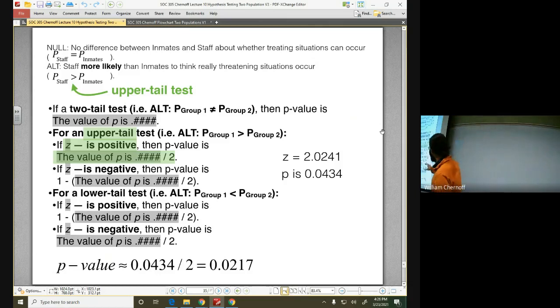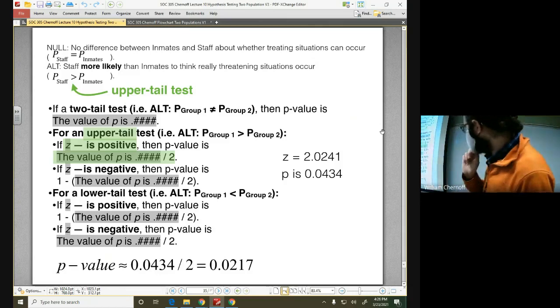So when it comes to this flow chart, there are 3 sections. We want to go to the one for the upper tailed test. There are then 2 sub-bullets. So if Z is positive, we do one thing. If Z is negative, we do something else. So we look at our Z value. Here it's equal to 2.0241, the positive number. So if Z is positive, then your P value equals whatever this P number is that was given to you by this website, divided by 2.